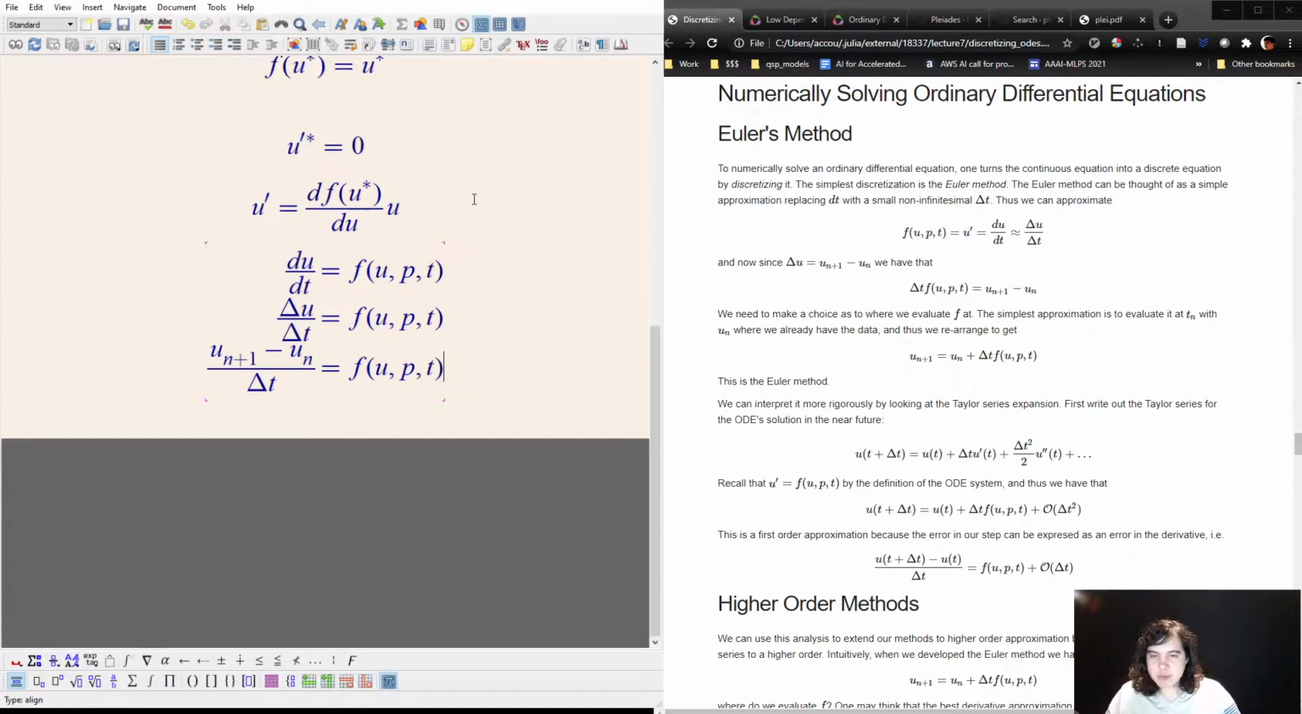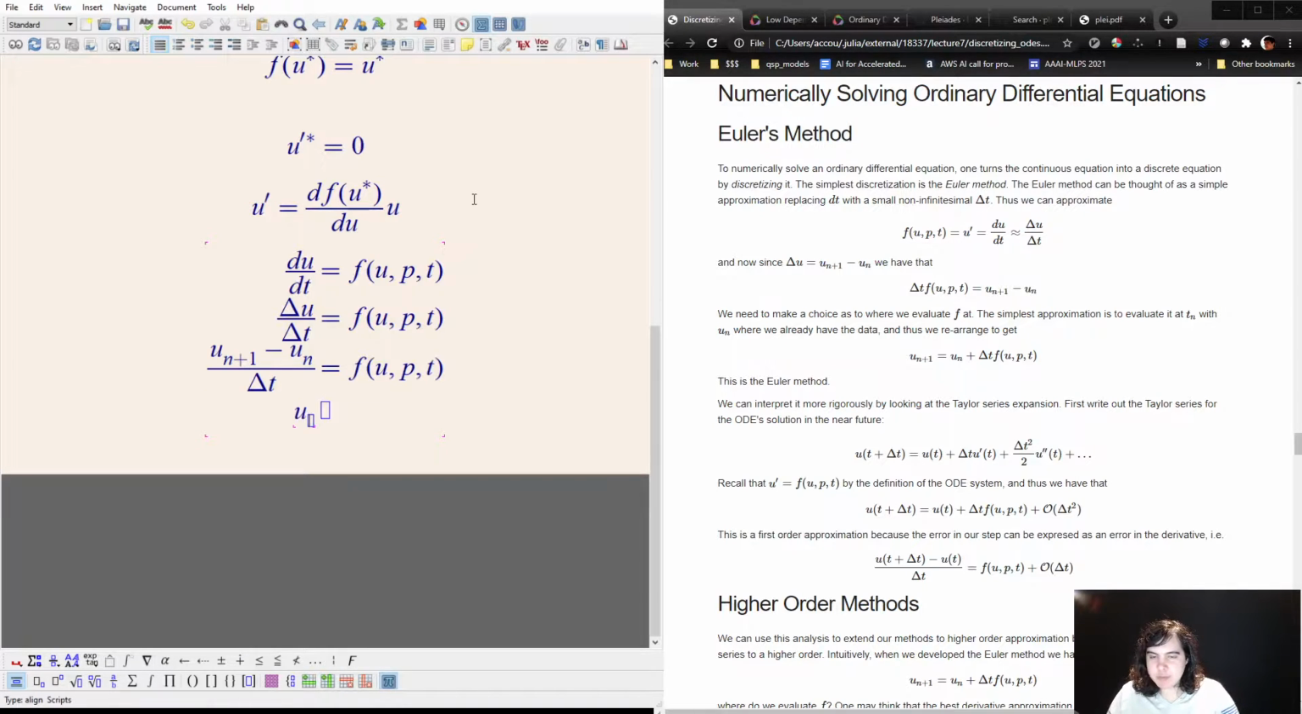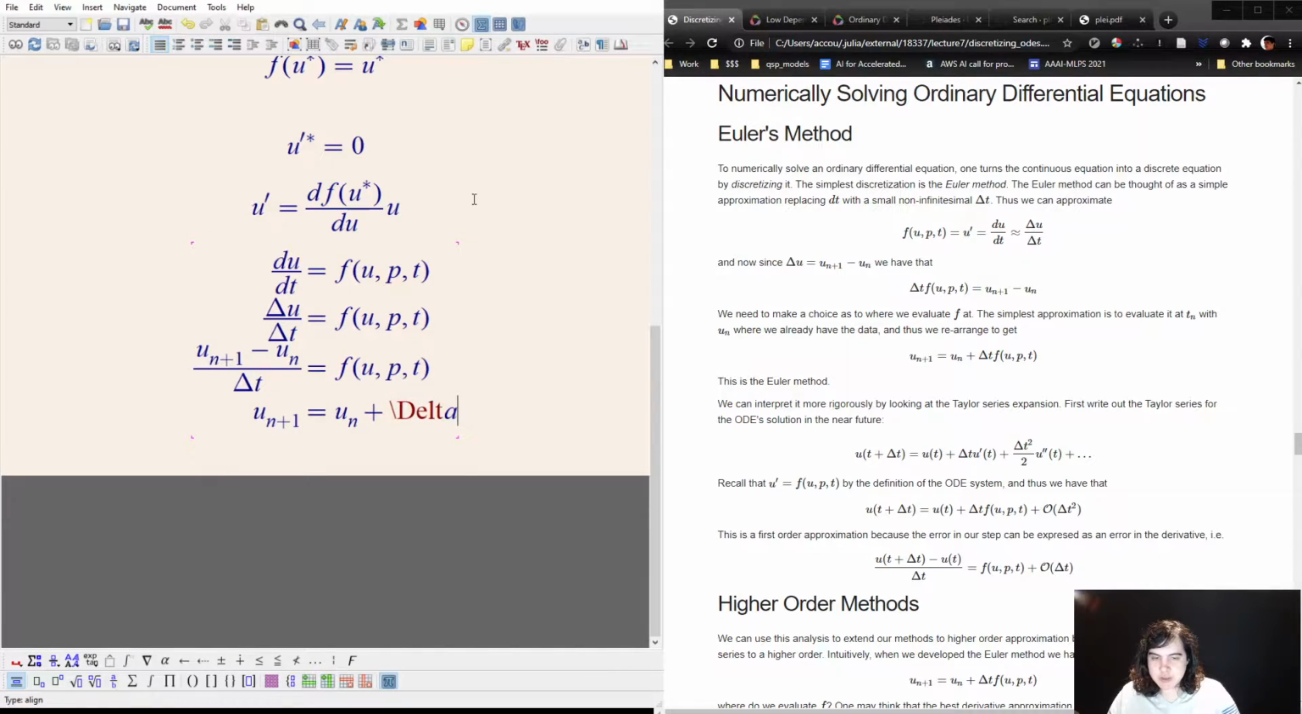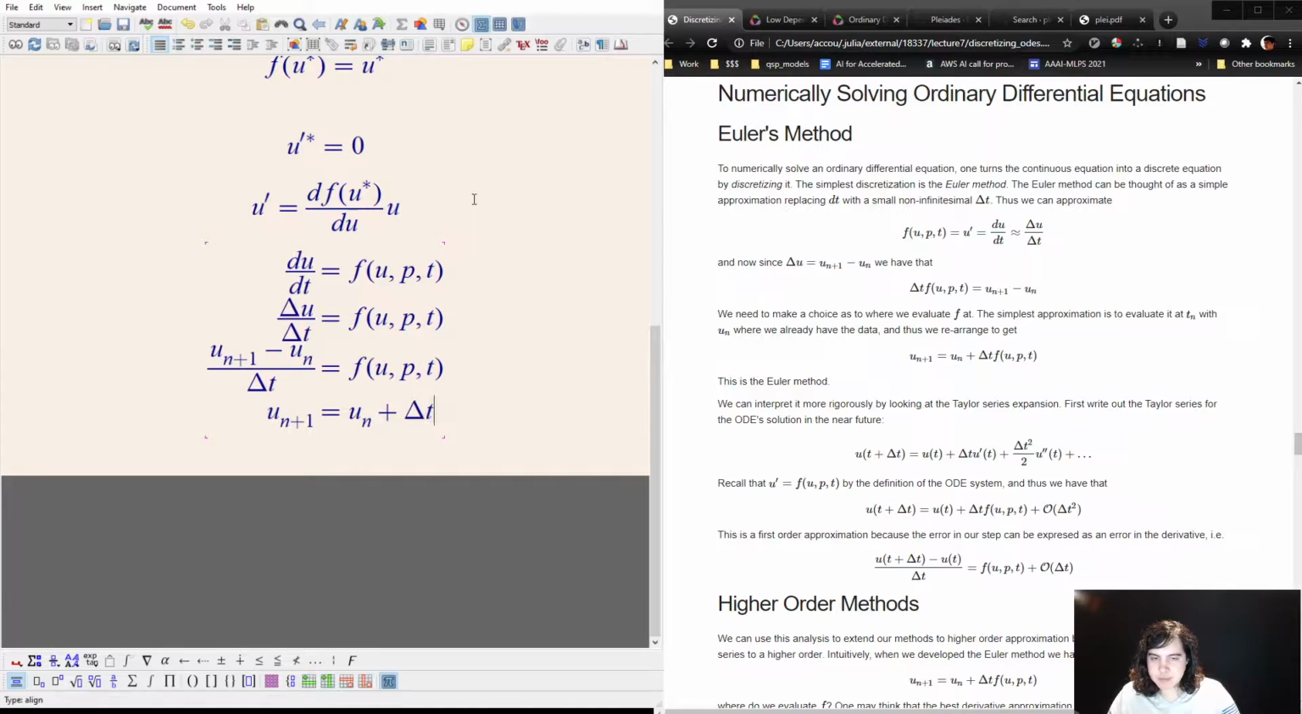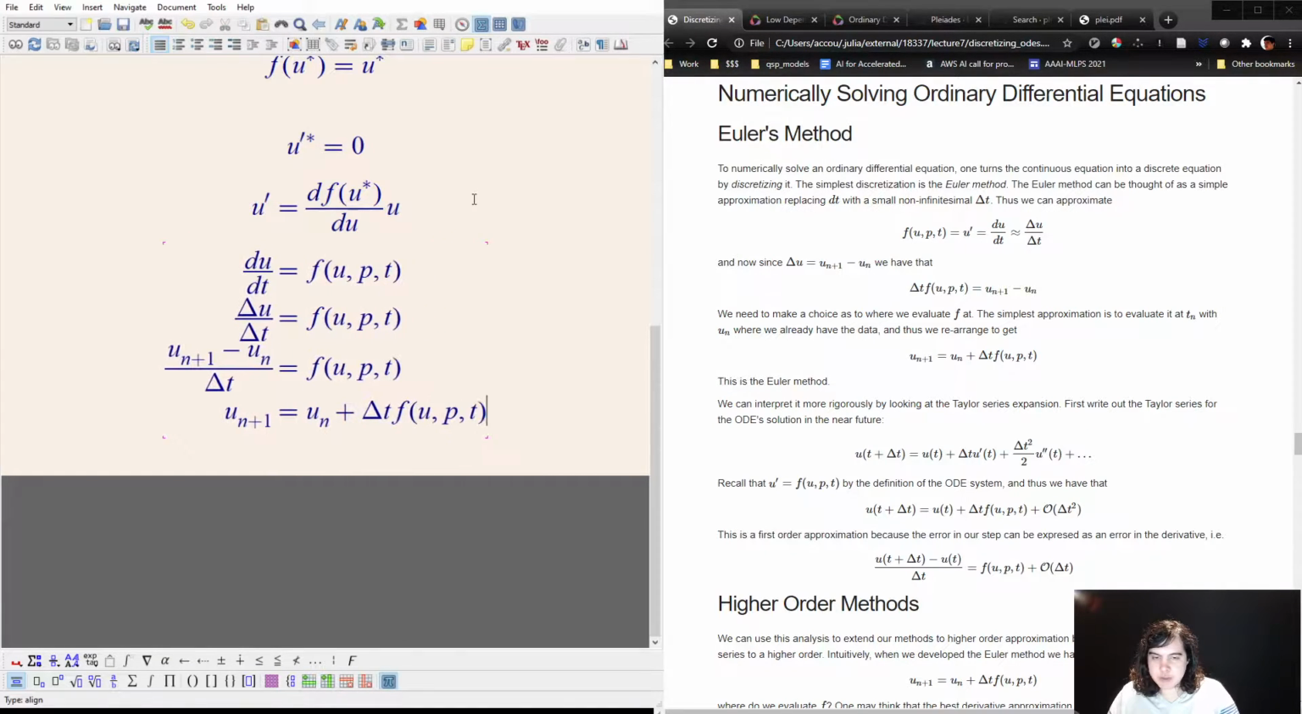Now we multiply by delta t and add u_n to both sides, and you get u_{n+1} equals u_n plus delta t times f(u, t). Right, so this right here is called Euler's method. It's the simplest approximation. You cannot do anything simpler or more coarse than this. And you can see that we've turned this into a discrete dynamical system, right? Where u_n gives you u_{n+1}.